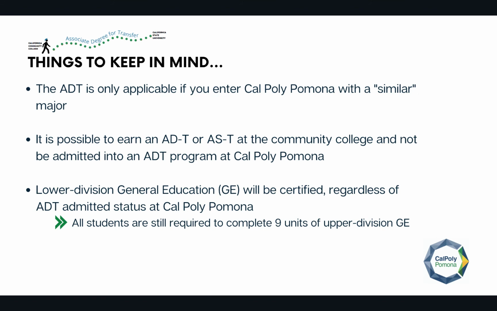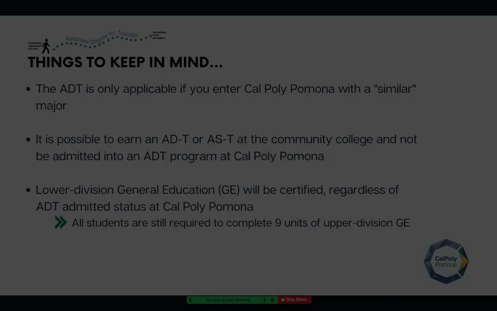Things to keep in mind. Although there are a lot of benefits with ADT, be advised that the ADT is only applicable if you enter Cal Poly with a similar major. Like I mentioned with business, the degree does need to be in business administration. If you've got an AST specifically in accounting, we don't have a specific agreement for that, so it would have to be business administration. And that applies to, I believe, psychology as well. If you come in with psychology, it does need to be in psychology in order to have those ADT benefits.